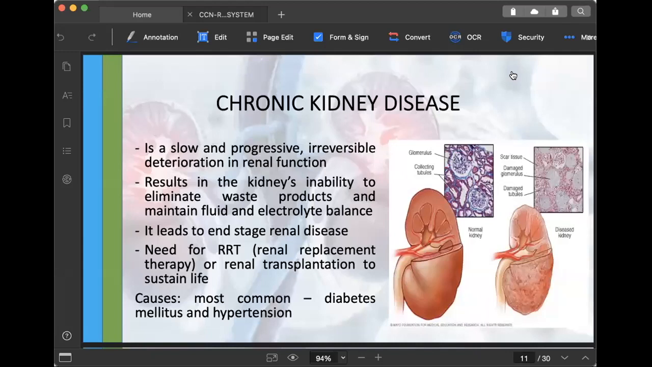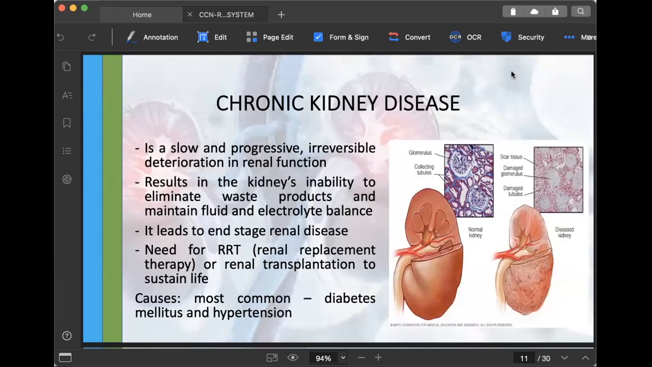Okay, so we are done with your acute kidney disease, and this time we're going to talk about your chronic kidney disease. Now, what is happening here? There is a slow and progressive, irreversible deterioration in the renal function. Now, from the term itself, you're going to dissect it one by one. It is slow and progressive. It is also irreversible deterioration in terms of the renal function.